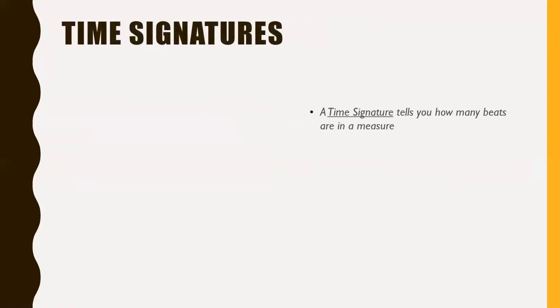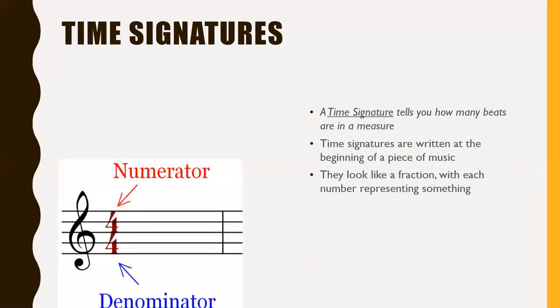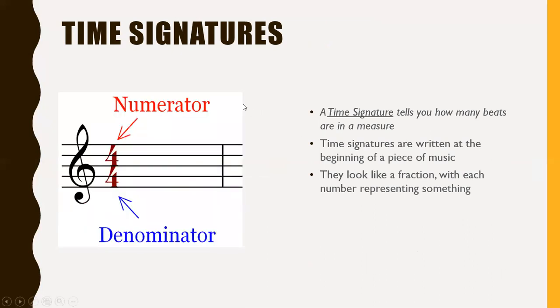You have lots of different time signatures. They tell you how many beats are in a measure. They are always written at the beginning of a piece of music, and they look like a fraction. So each number describes something. If you were thinking about this mathematically, you have a numerator and a denominator. We're most concerned with the numerator. That will tell you how many beats are in your measure.